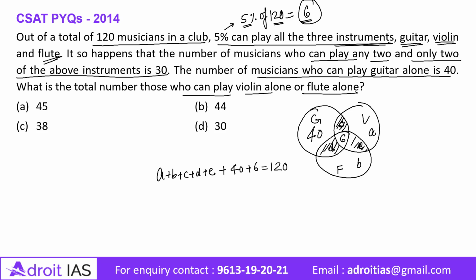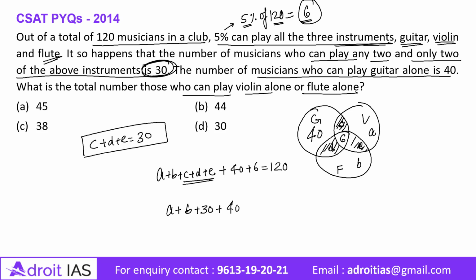And the question says what? C plus D plus E is equal to 30, right? Any two and only two. So C plus D plus E is given as 30, so I'm putting the value. So A plus B plus 30 plus 40 plus 6 is equal to 120. So 30 plus 40 is 70, 70 plus 6 is 76. So A plus B is equal to 120 minus 76, which is 44.